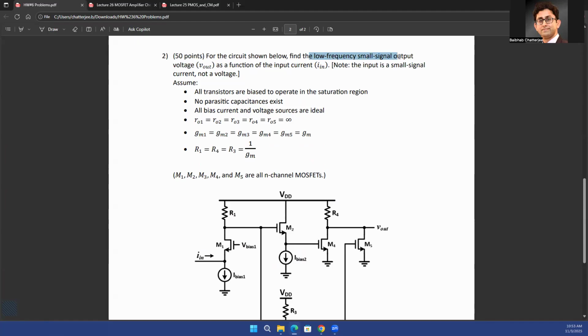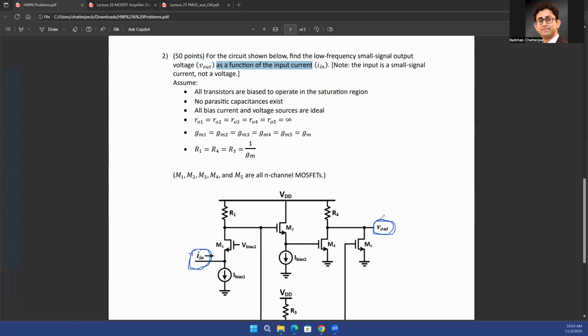You're asked to find out the low frequency small signal output voltage. That is basically this V out, right? So you're asked to find out what is the output voltage, the small signal overall output voltage, as a function of the input current. So there is an input current coming in over here. So you know that this is the input AC current, and you'll generate a AC voltage at the output. So what kind of an amplifier is this? Because it has output voltage and an input current. So the transfer function is voltage over current, which is an impedance. So that means this is a transimpedance amplifier. Okay. So you're asked to find out how this input current gets converted into voltage.